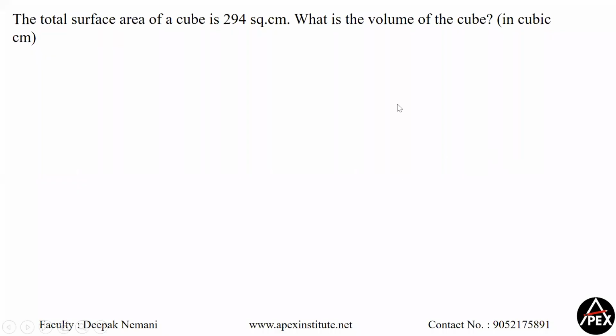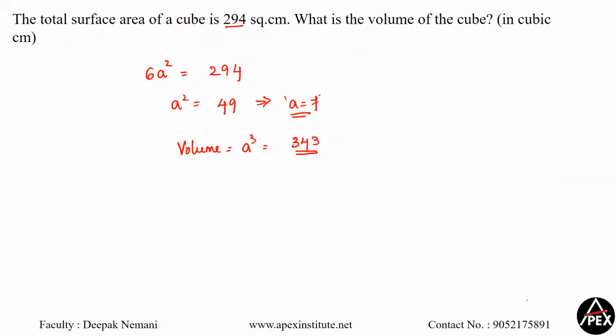343. So total surface area of a cube is 294 square centimeters. So total surface area is 6A square. 6A square is equal to 294. And this implies A square is equal to 49, which implies A is equal to 7. So side of a cube is equal to 7. So volume is equal to A cube. So 7 cube. 7 cube is 343. So 343 should be the answer for this question.